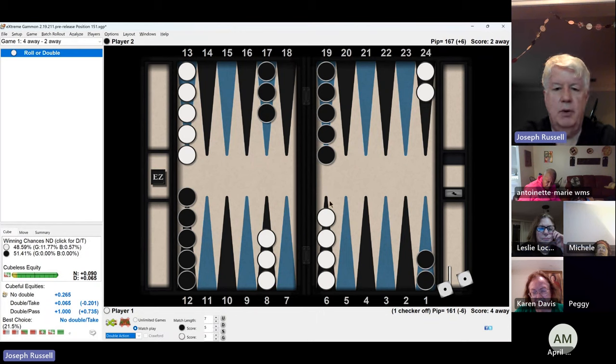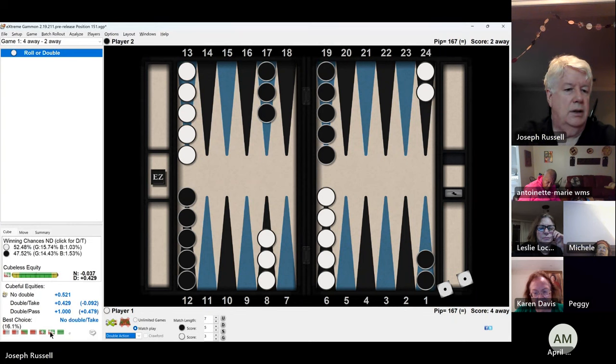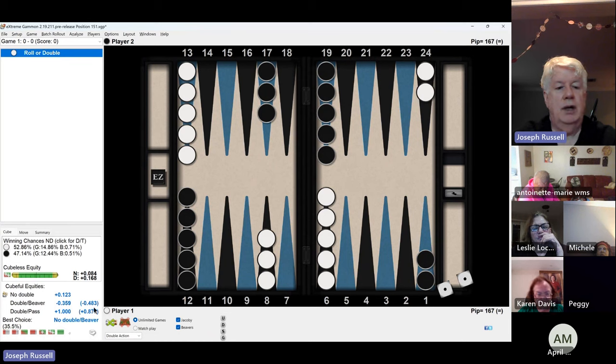Oh, we have a man borne off. That's what's going on. Let's try this. I didn't think it was wrong, but it's 0.092. If you could double in the opening position, you're making a blunder, but it's only 0.092 as compared to a money game, where doubling in the opening position would be a 0.483 error. But at this score, it's only a 0.092 error. So if you could double before you even rolled, it would only be a 0.092 error.